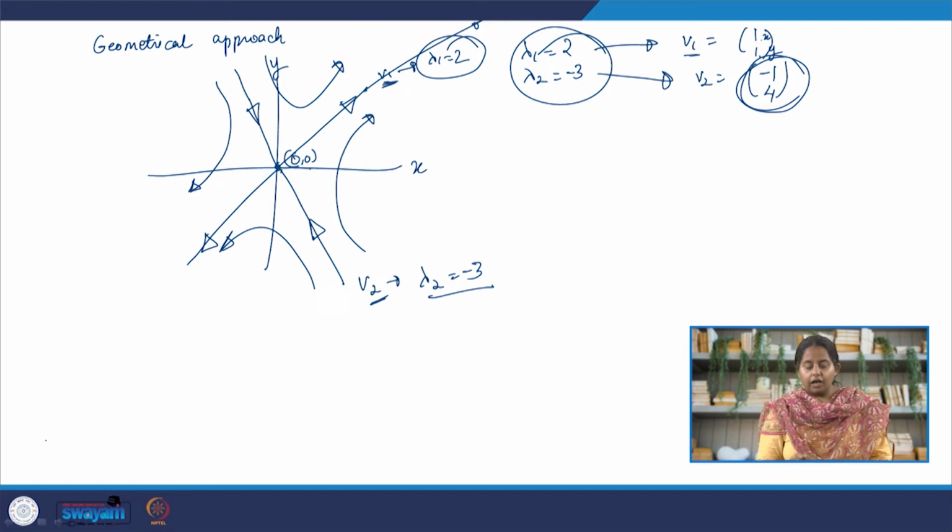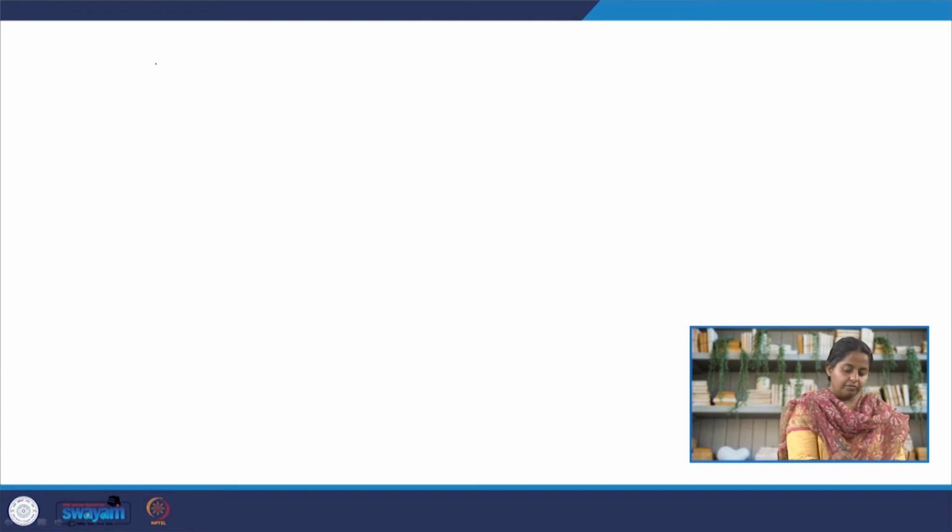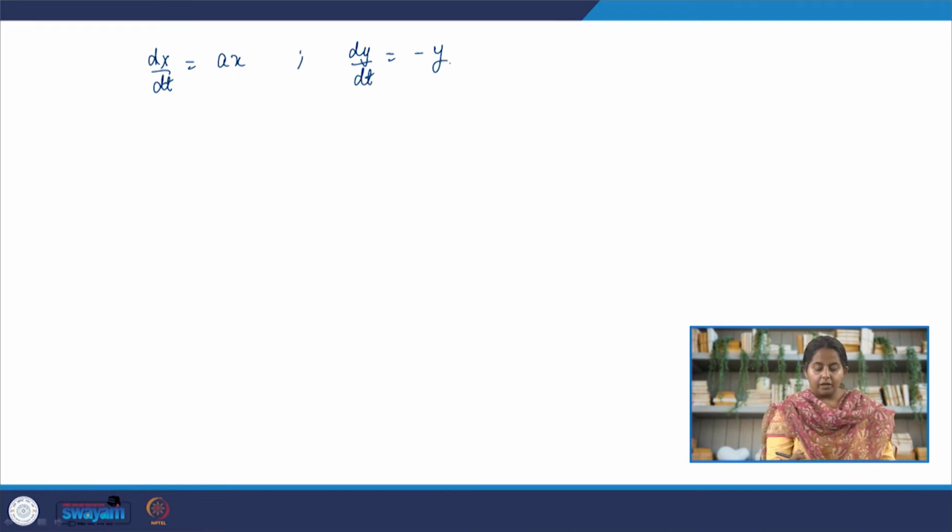Okay. Now what I want to do is take another, very simple example, and walk you through different kinds of shapes, different kinds of trajectories that we can expect around a fixed point in a 2D linear system. So let's take a very simple example where we have dx by dt varying as ax and dy by dt varying as minus y.